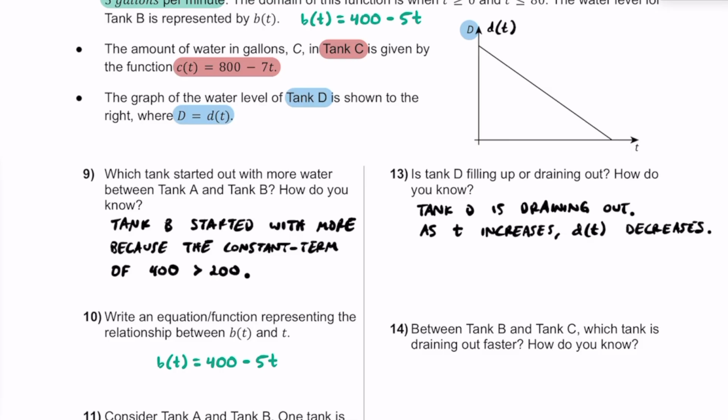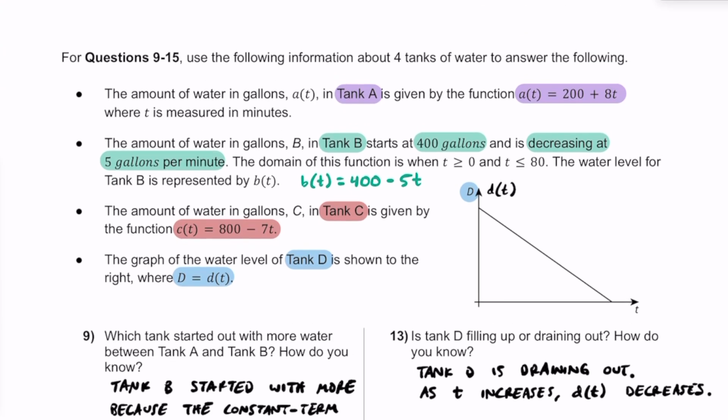All right, what about for question 14? For 14, we're going to be comparing tank B and tank C. It says which tank is draining out faster, and then how do we know? Well, let's see. We're looking at B and C. So for B, we have this function right over here, and for C, we have this function over here.